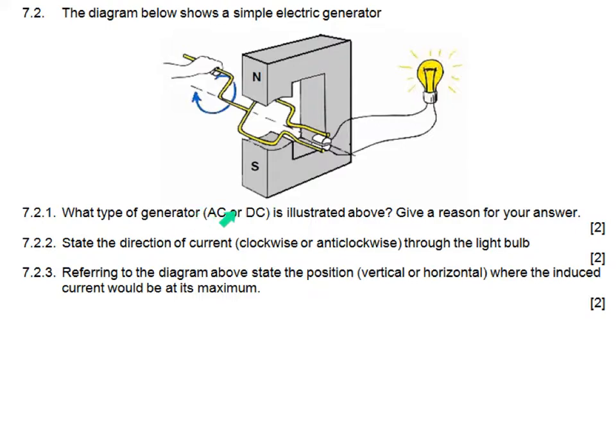The diagram below shows a simple electrical generator. What type of a generator? Is it AC or is it DC? It's got a split ring commutator, which means it is a DC motor. Why? Because it's got a split ring commutator.